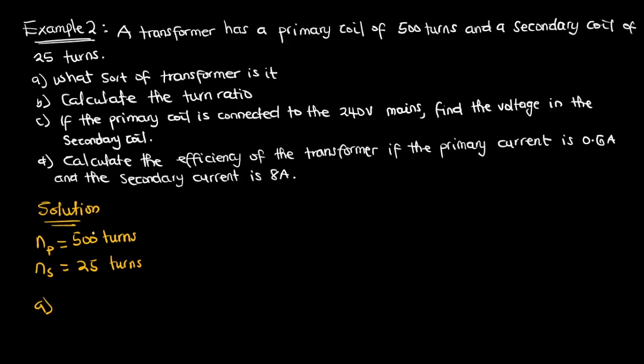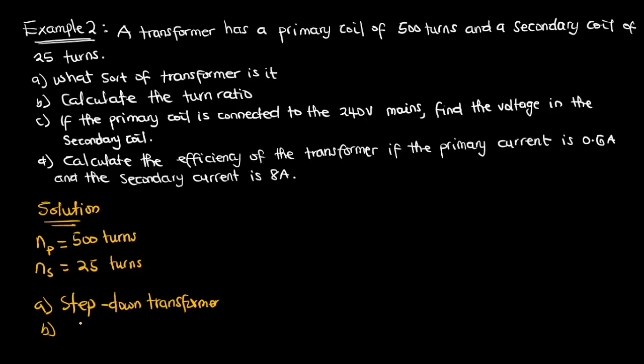But if it is moving from, let's say, a lower number in the primary to a higher number in the secondary, it is a step up. So this is a step down transformer. That is the A. Now the B is saying we should calculate the turn ratio, right?